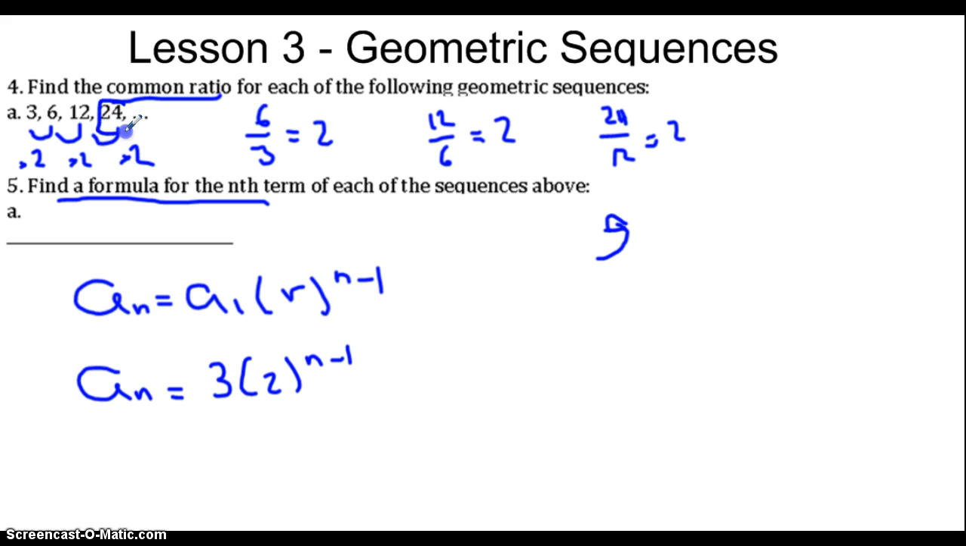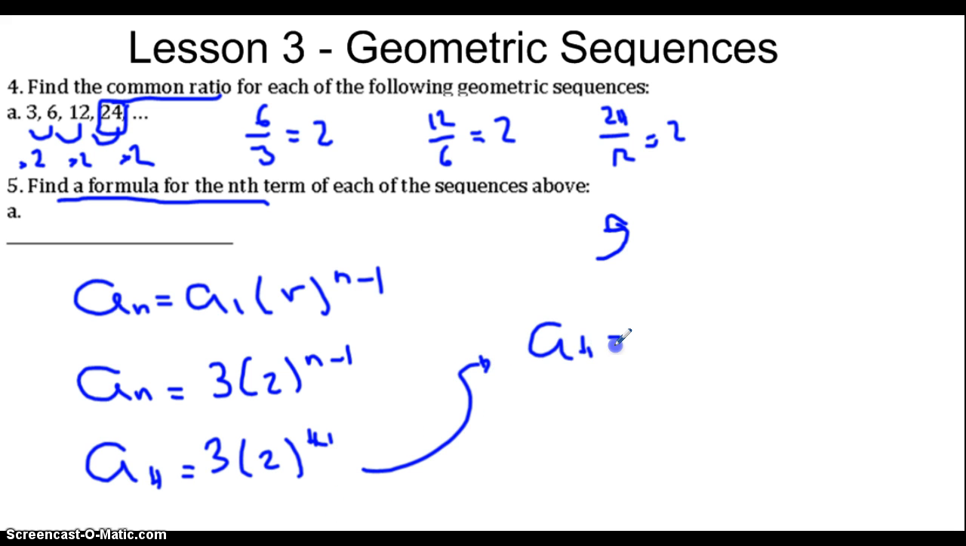Now let's check to see if this is right. We see here that our fourth term is 24. So our fourth term, a4, is equal to 24. Let's see if we get that. So 3 times 2 to the 4 minus 1. We're just checking right now to see if this worked. a4 is equal to 3 times 2 to the third, which equals 3 times 8, since 2 to the third is 8, which equals 24. So yeah, our formula worked, awesome.